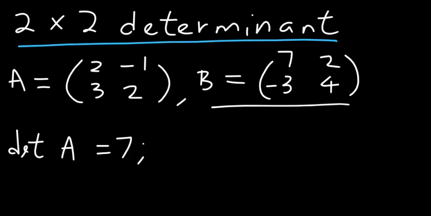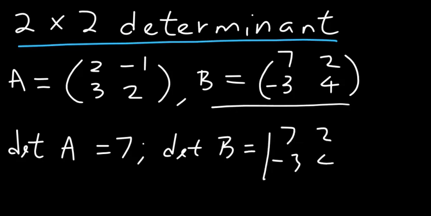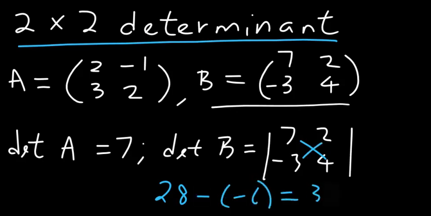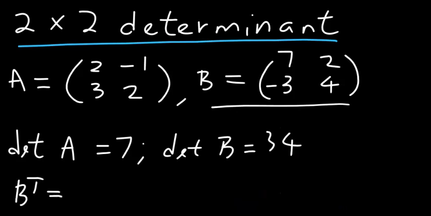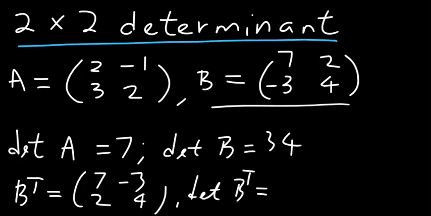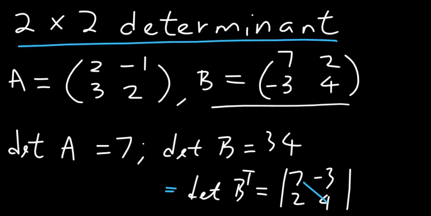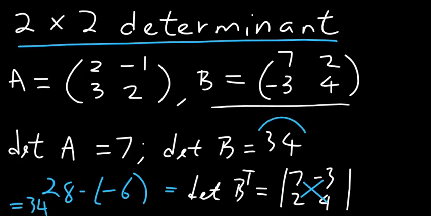Now let's look at matrix B. The determinant of that matrix B is written as 7, 2, minus 3, 4, enclosed in two vertical lines. So this times this is 28, minus this times that is minus 6, so you get 34. Now let's look at the transpose of that matrix B. That is 7, 2, minus 3, 4. And you see that the determinant of the transpose of B is 7, minus 3, 2, 4. Meaning this times this is 28, minus that times that is minus 6, so you get the same 34 as for matrix B. Again, verifying Theorem number 1.